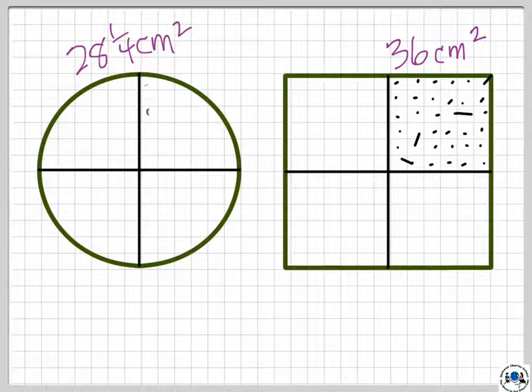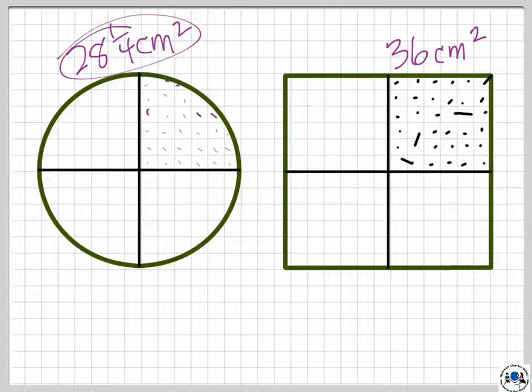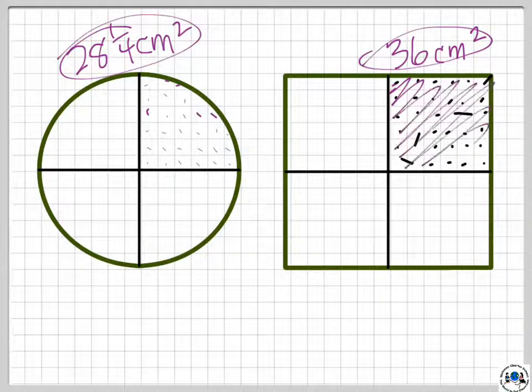So 1, 2, 3, 4, 5, 6, 7, 9, 10, 11. This and this is probably 12, 13, 14, 15, 16, 17, 18, 19, 20, 21, 22, 23, 24. This and this is probably 25, and this is like 26. So, I mean, you can see it's more difficult to come up with it perfectly with a circle. Okay, but we came close enough, and we can see that 1/4 here. Okay, 1/4 of this square is 36 centimeters squared.